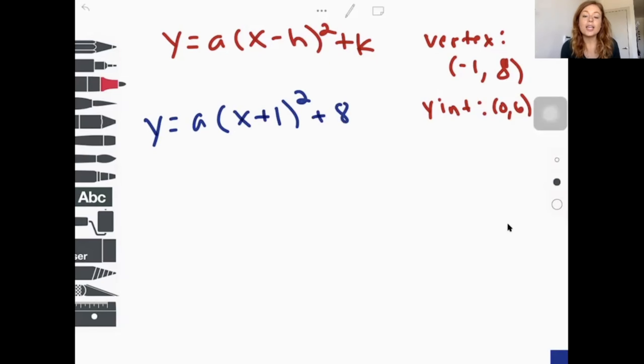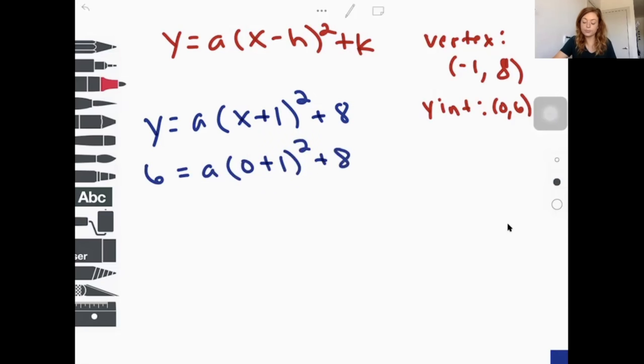Okay, now again, you can't leave it with an a in it. You only halfway did your problem if you leave the a. You don't get full credit for that. So we have to use that y-intercept and solve for a. So I'm going to plug 6 in for the y. I don't know a, that's what I'm finding, so I need my one thing I don't know so that I can solve. And then I'm going to plug in a 0 for the x in (x plus 1) squared plus 8.